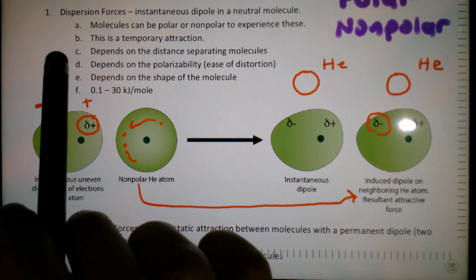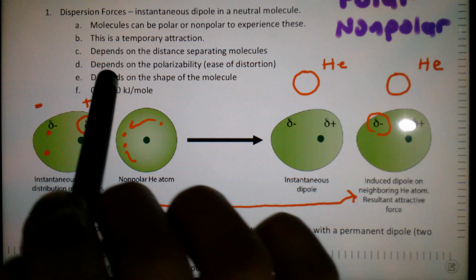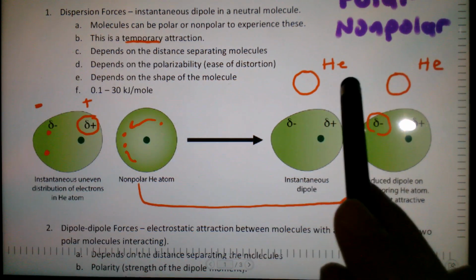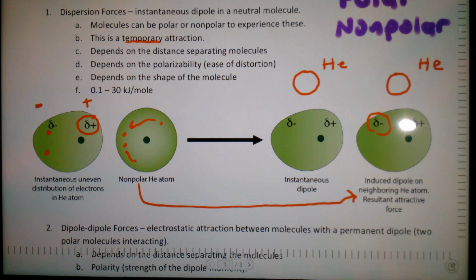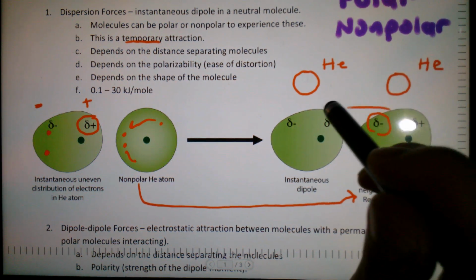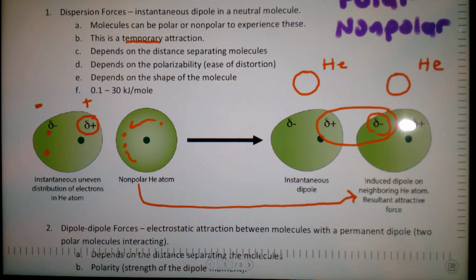Okay, so molecules can be polar or nonpolar to experience this. Again, it just so happens to be like the electrons happen to be on one side or not. Again, this is temporary, like we saw here. When we move those apart, the heliums went back to normal. It depends on the distance separating the two atoms or molecules. So when they were close, this was a lot stronger. And when we moved them farther apart, it weakened until the electrons essentially went back.